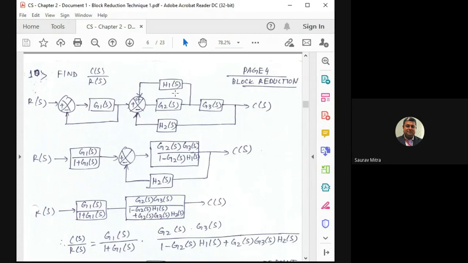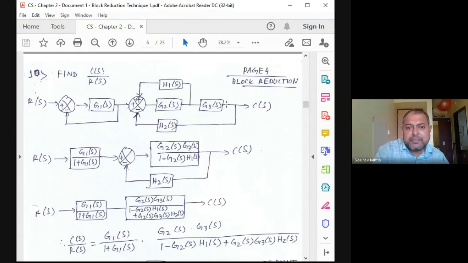Whatever we are finding here is a closed loop system with positive feedback, G2 divided by 1 minus G2H1. That thing is getting multiplied with G3. So what we get from these three things together is G2 divided by 1 minus G2H1 multiplied by G3. One step I have missed intentionally because it's very easy.